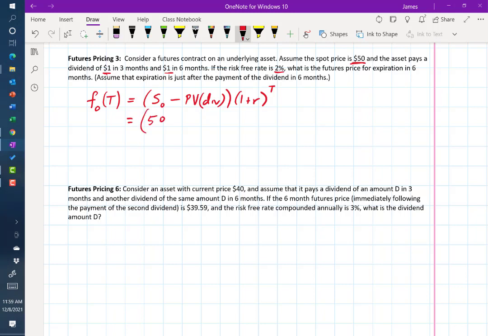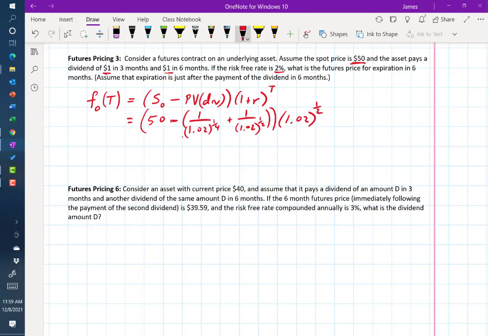So spot price is $50, and then I need to subtract off the present value of all these dividends. So I've got a dividend of $1, and that occurs in 3 months, so I need to calculate the present value of that. I'm going to discount that back 1.02, and that goes through a quarter of a year because that's 3 months. And then I've got another dividend of $1. That's out at 6 months. 1.02 to a half year. I got to discount that back a half year. All right, and then I take the whole thing and I actually compound it out to expiration. So that's 1.02, and expiration is in 6 months, and I compound it out.